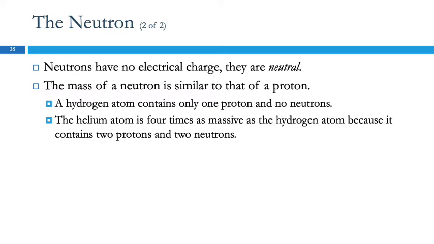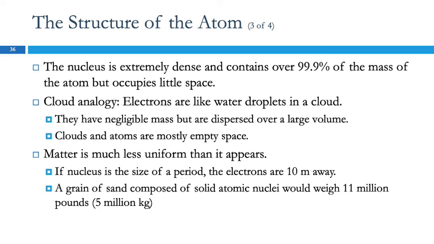So the explanation for that helium to hydrogen mass ratio of 4:1: hydrogen has one proton and no neutron in it, so it has one massive particle. Helium has 2 protons and 2 neutrons, so it has 4 particles. 4 particles to 1 particle gives you that 4:1 ratio. The nucleus is extremely dense. That's an understatement. More than 99.9% of the mass of an atom is in the nucleus, and yet that nucleus is extremely tiny.